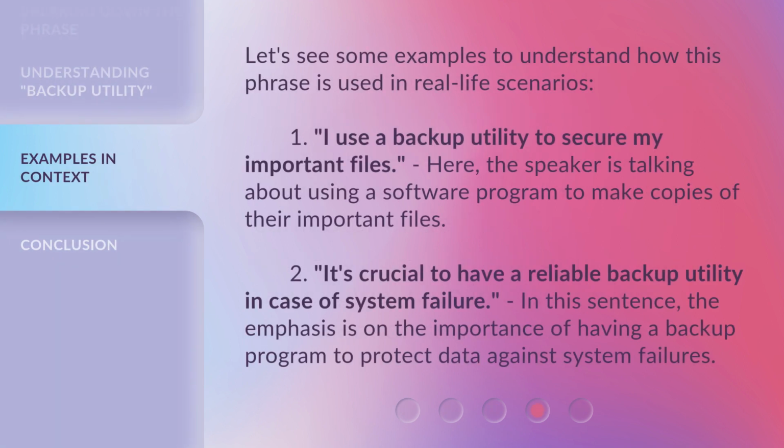Let's see some examples to understand how this phrase is used in real-life scenarios. 1. I use a backup utility to secure my important files. Here, the speaker is talking about using a software program to make copies of their important files. 2. It's crucial to have a reliable backup utility in case of system failure. In this sentence, the emphasis is on the importance of having a backup program to protect data against system failures.